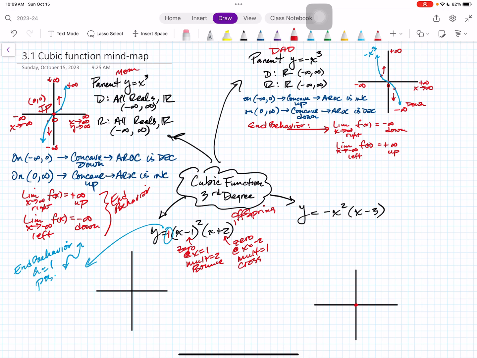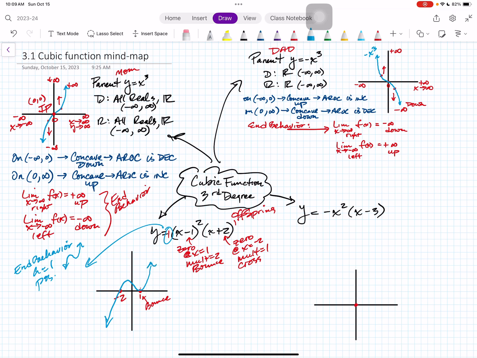So what I do is I graph the first 0 at 1. I graph the second 0 at negative 2. Now it bounces at negative 2, and it crosses at 1. So it has to look, let me see. No, excuse me, it bounces at 1. So I have a bounce here, so it doesn't go through it. So it's got to go something like this. Bounce here, and then it's got to go through negative 2. It's got to look something like that.